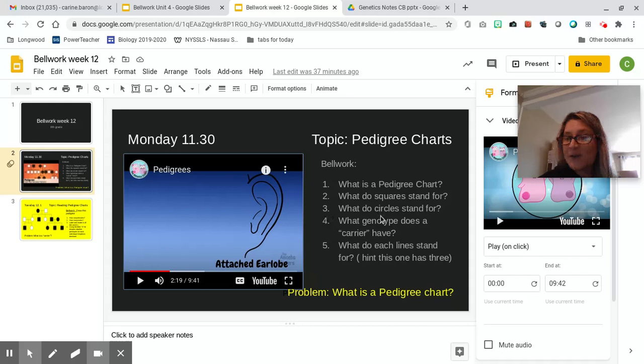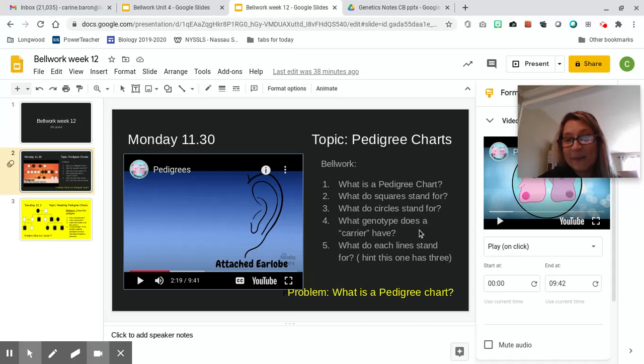Number 3, what do the circles represent or stand for? Those are going to be females. Okay. Number 4, what's the genotype? Now remember, genotype is gene pairs. What does a carrier have? That's one of those boxes or circles that are halfway shaded in. So if I'm a carrier, I am not going to show the trait. That's where they get that term from. We carry it without showing it, but I could pass it along.